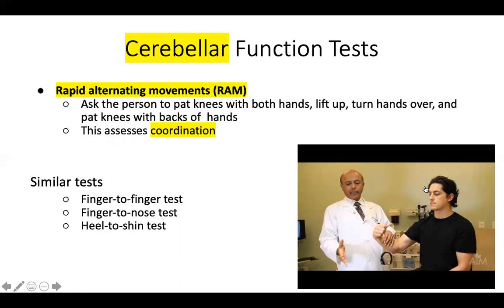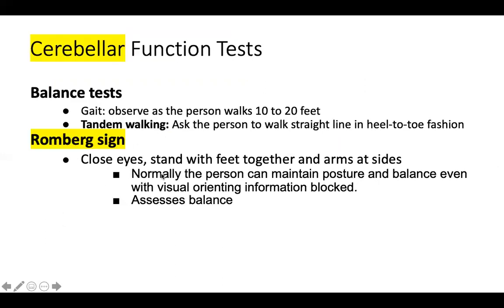Some other things that will also test that function are finger to finger tests. You have the patient look at you and reach out and touch your finger with their finger. They may touch their finger to their nose, or then they can run their heel up their shin. So that's a good test of the cerebellar function. And I'll let you guys watch the video on your own.